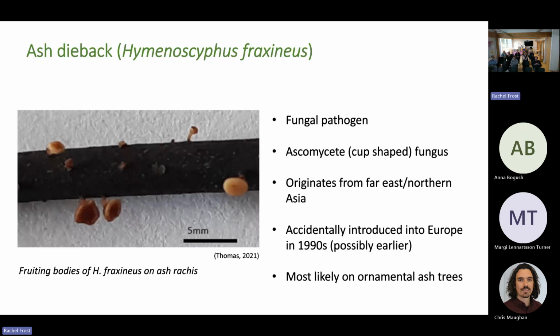Then in the spring, it starts to produce those little cups, the fruiting bodies that we saw in the previous picture. It then produces its spores in the summer, which are borne into the air and then land on the leaves of the tree, reinfecting the ash tree.